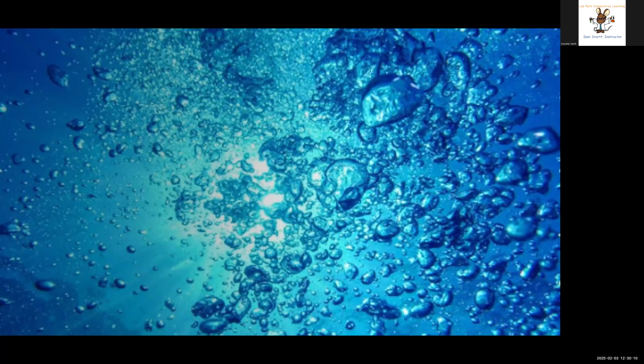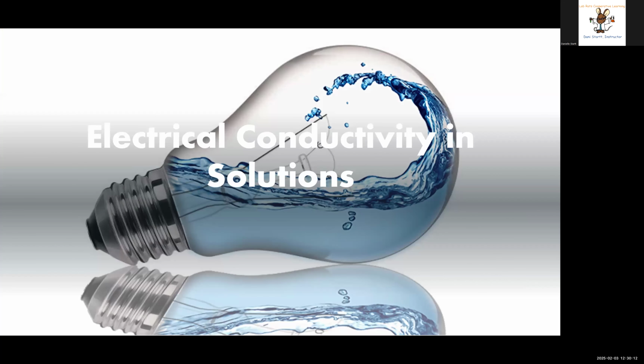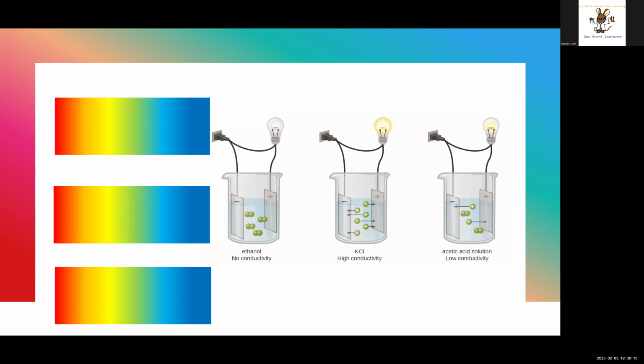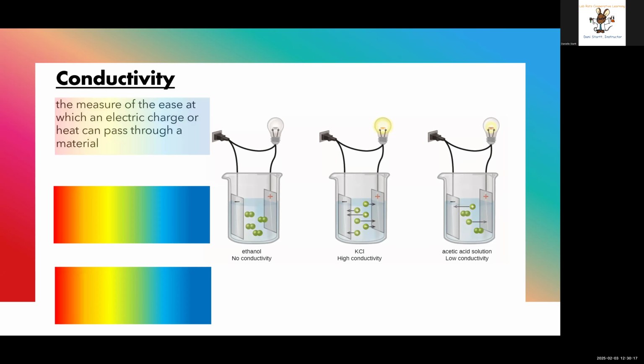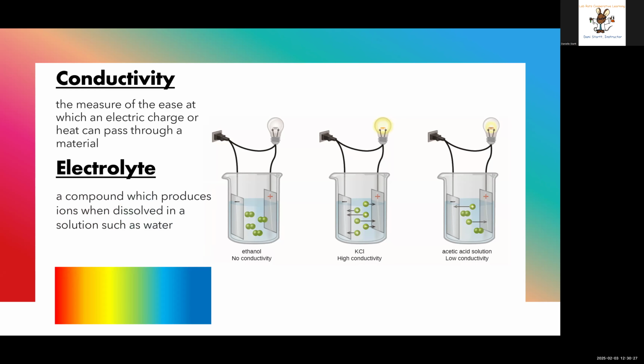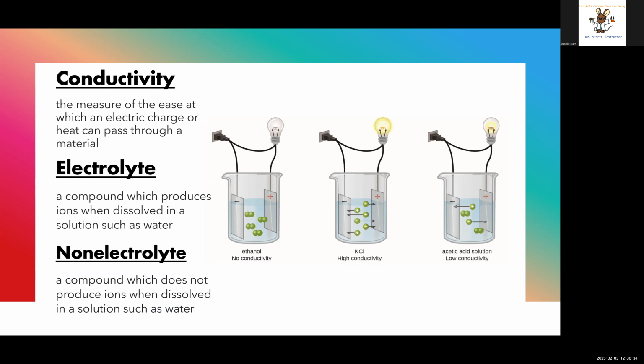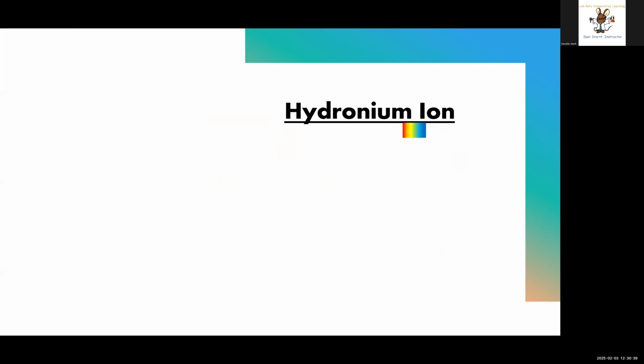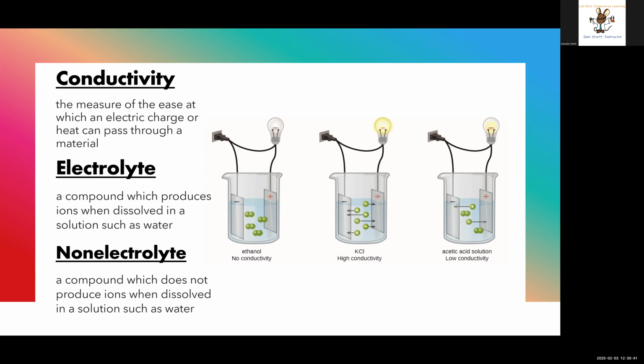All right, so physical properties of solutions. So electrical conductivity in solutions. Conductivity is the measure of the ease at which an electric charge or heat can pass through a material. An electrolyte is a compound which produces ions when dissolved in solution, such as water. And a non-electrolyte is a compound which does not produce ions when dissolved in a solution, such as water.